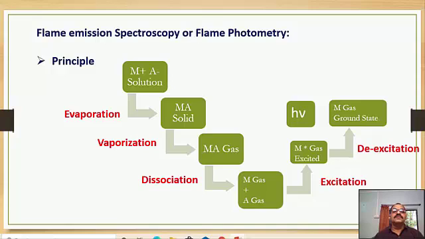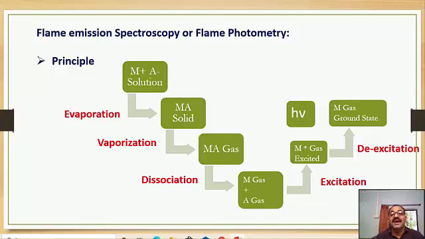Suppose you have a salt with formula MA, with M+ as a cation and A- as an anion. Say, for example, sodium chloride, which has M+ as Na+ and A- as Cl-. If the aqueous solution of sodium chloride is introduced into the flame, it is provided with thermal energy and undergoes evaporation, leaving behind MA solid particles. These MA solid particles gain more energy and undergo vaporization to MA gas. These gaseous molecules of MA gain more energy and undergo dissociation to M gas and A gas.